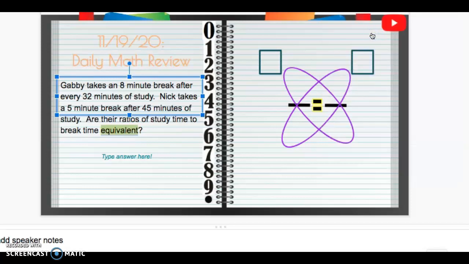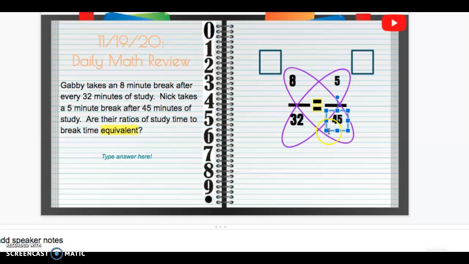So remember, when you're trying to determine if a ratio is equivalent to another ratio, all you're simply doing is setting up your butterfly method. So you do 8 to 32 is your first ratio. We wrote it as a fraction. And then you have 5 to 45 as your next ratio.